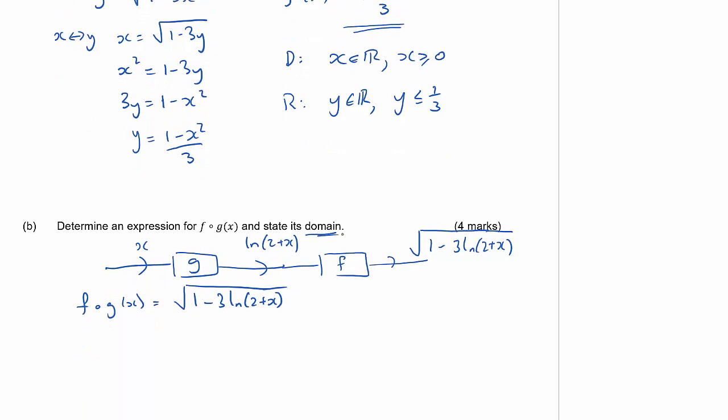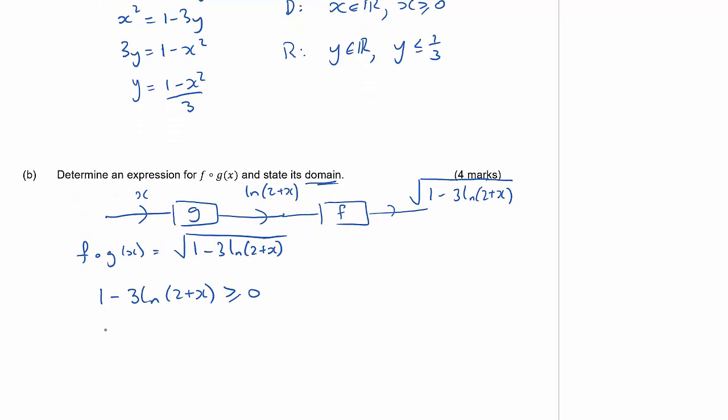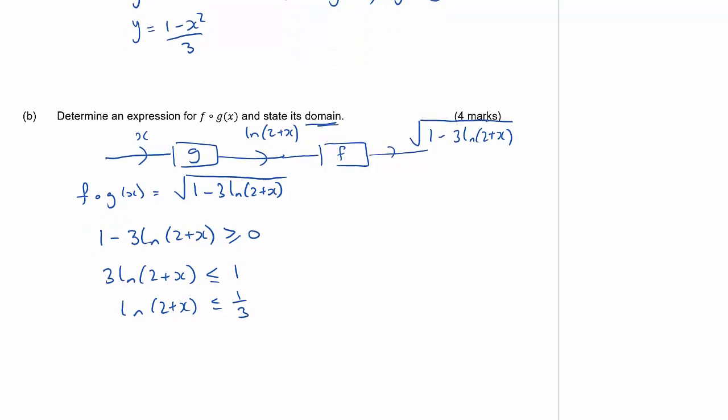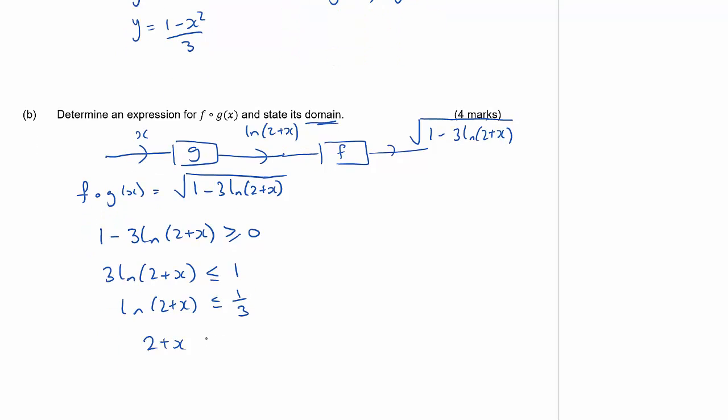Now there's two things going on here with the domain. First of all, we must have that 1 take away 3 ln 2 plus x is going to need to be positive because we can't have a negative under the square root. So 3 ln 2 plus x has got to be less than or equal to 1. Ln 2 plus x has got to be less than or equal to 1/3, which means 2 plus x has got to be less than or equal to e to the 1/3, so x is less than or equal to e to the 1/3 take away 2.